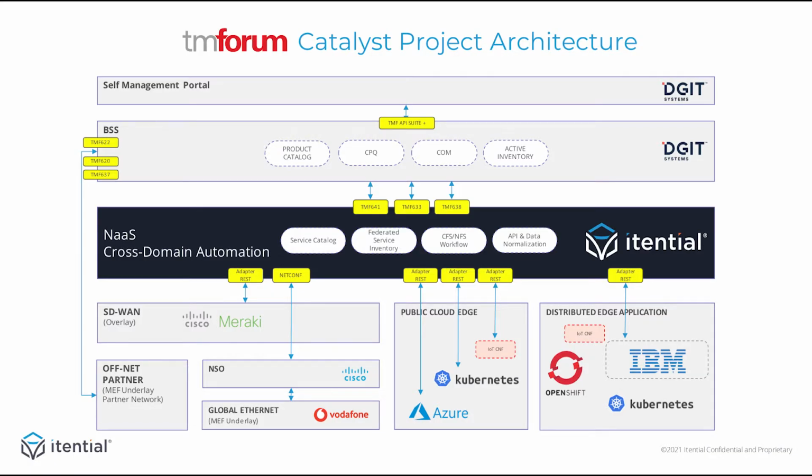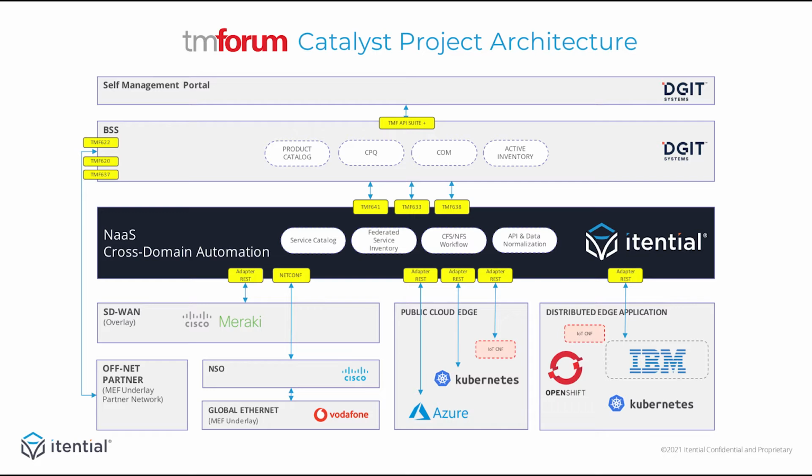As part of the demonstration, we will create a new sales order via Digit's Telfro service portal. Upon order acceptance, Digit will leverage TMF 641 APIs in order to kick off an automated network-facing set of services exposed by Itential Automation Platform, which represents the NAS layer in the solution architecture.